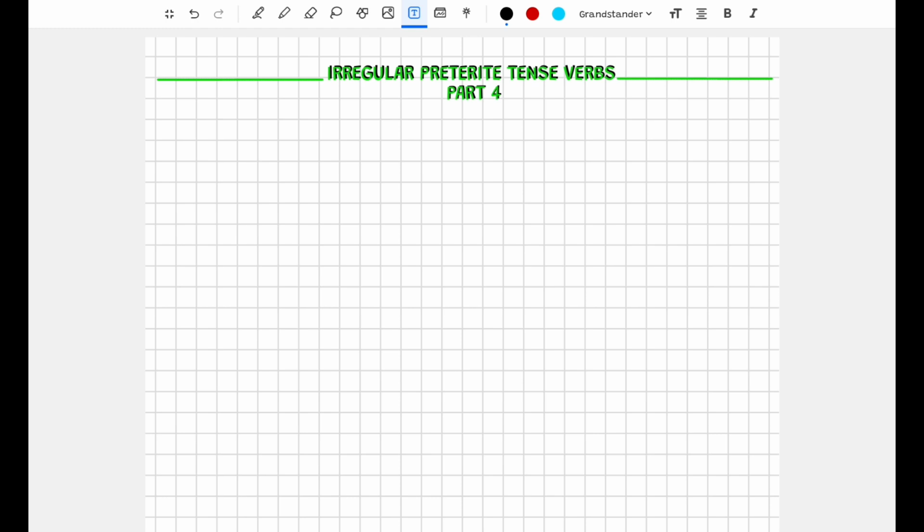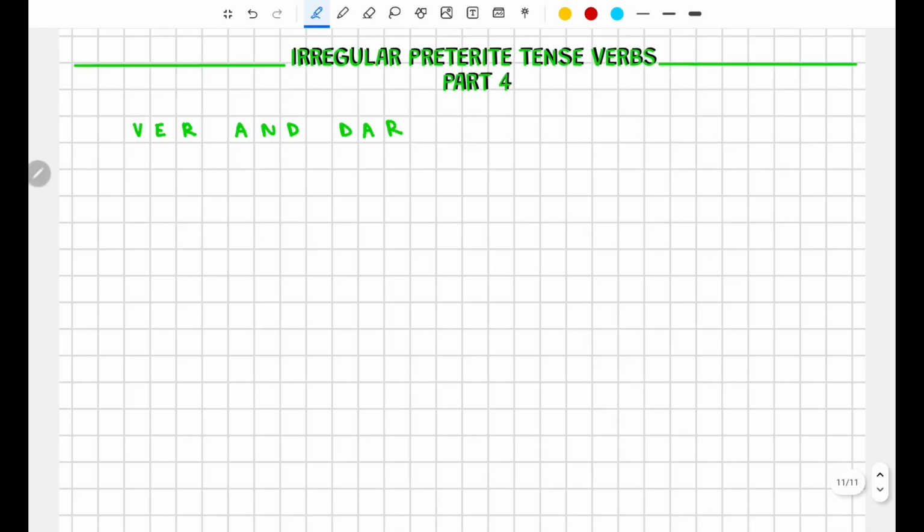Today we're going to be talking about two more verbs. These ones are also on the easier side because they are not as irregular, and in a minute you'll see why. We have two more verbs that we are going to go over with the irregular preterite tense. Only two, since these are the most common ones that follow this pattern. Today we are talking about the verb ver and the verb dar.